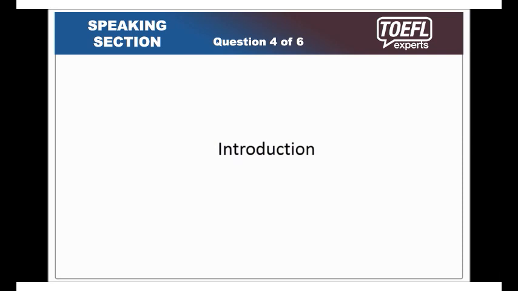The passage about target marketing. You will have 45 seconds to read the passage. Begin reading now.